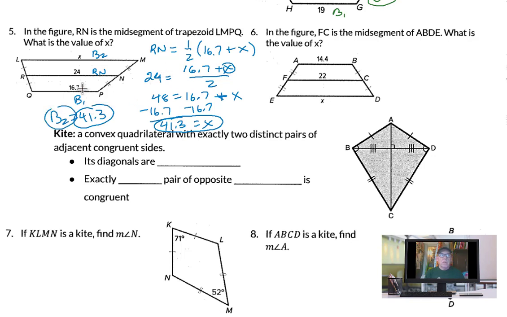Now if we check it out, if we take 41.3 and 16.7, that adds up to 48, and 48 divided by 2 is 24, so it checks out. Let's look at number 6.